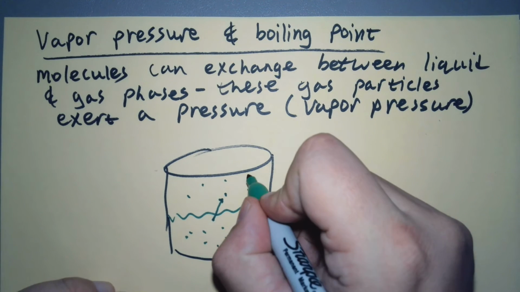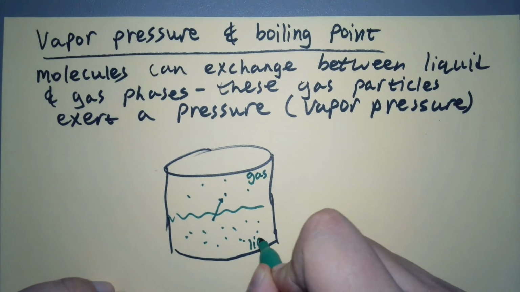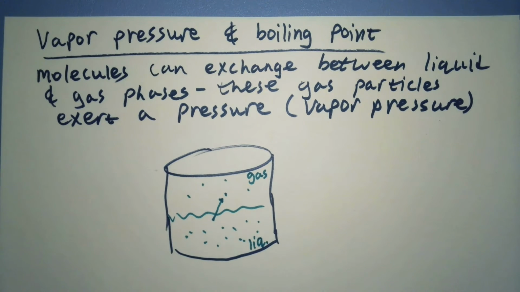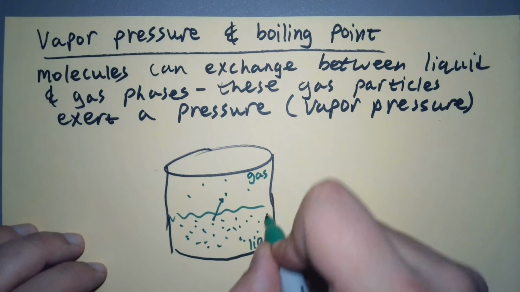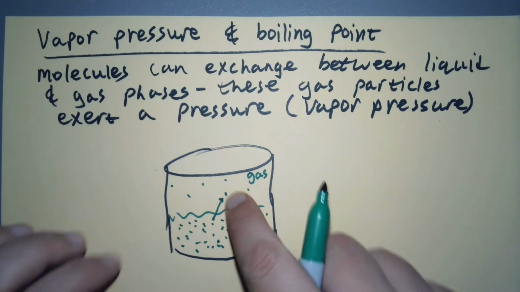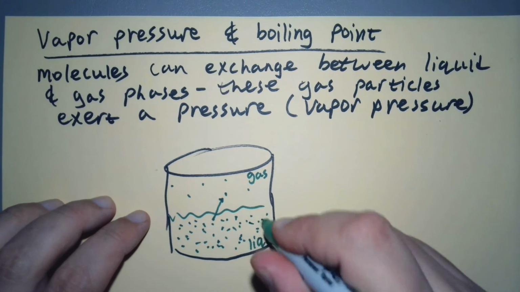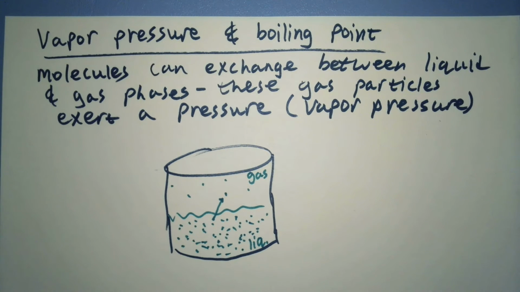So we have gas up here, liquid down here. These are very close together. There are lots and lots of particles in this area, whereas these are spread out. There's lots of open space. These are very tightly packed together, right? Remember, liquids are very dense. There are just a few gas particles up here.